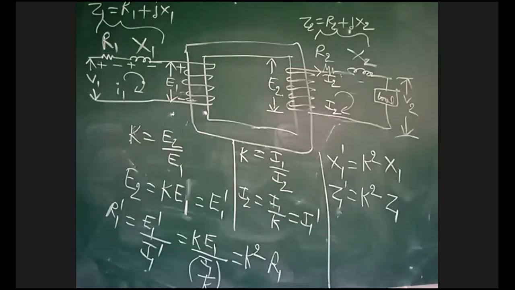Now I am converting the primary values into secondary values. I don't want the primary winding now. All the parameters should be in the secondary winding only. I am determining the equivalent of this.